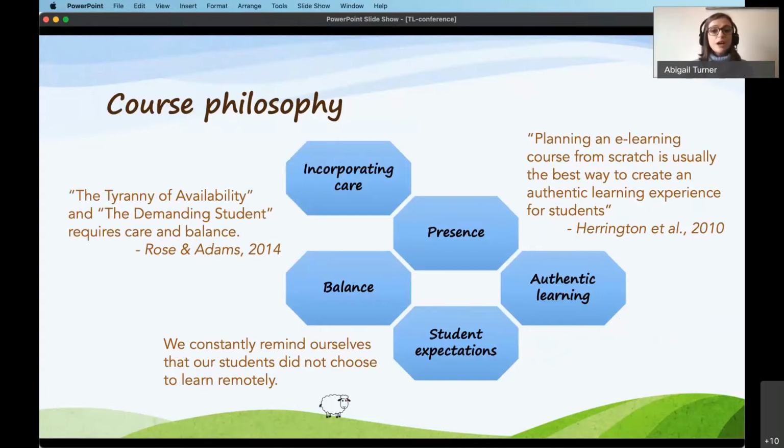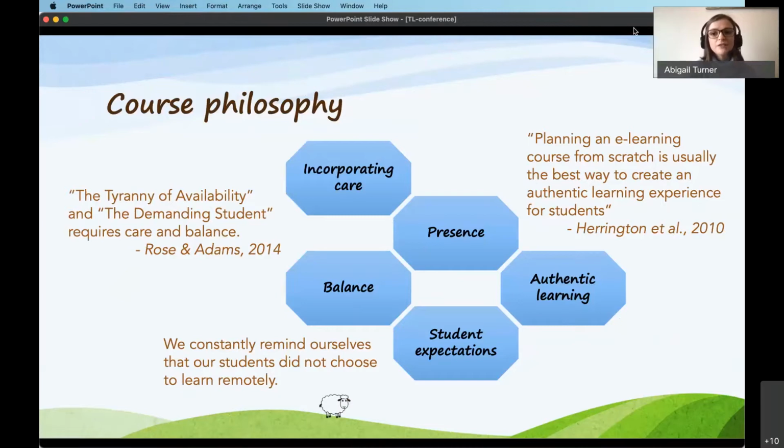So we wanted to provide an authentic learning experience. And as we have our quote here, planning an e-learning course from scratch is usually the best way to create an authentic learning experience for students. So we took on that philosophy. This course was originally an in-person course that Mike and another instructor at the School of Pharmacy developed. However, as we were providing this course remotely, we felt it was important to redesign our course based on our philosophy. We did, however, take some things here and there from the original course design.